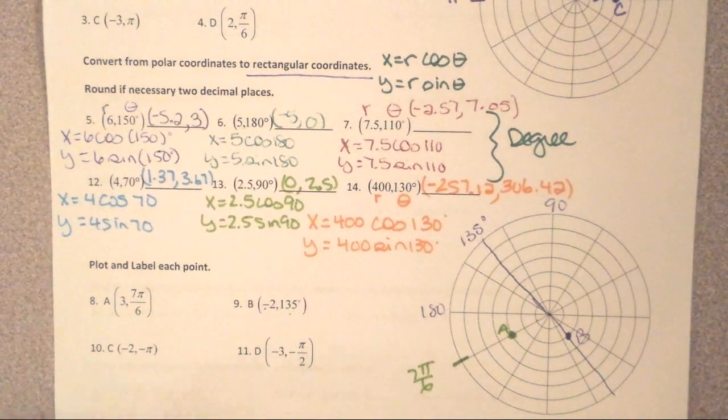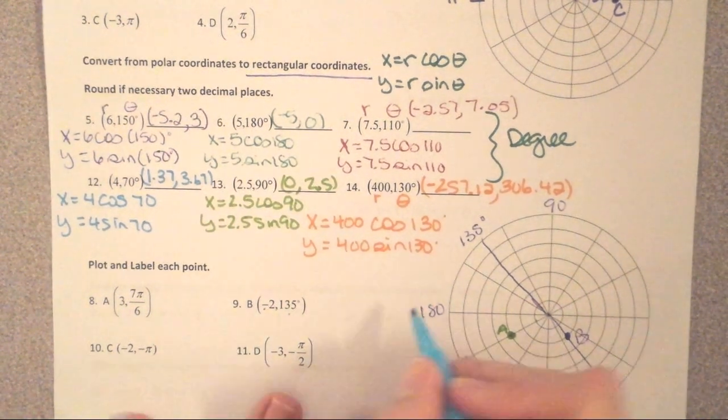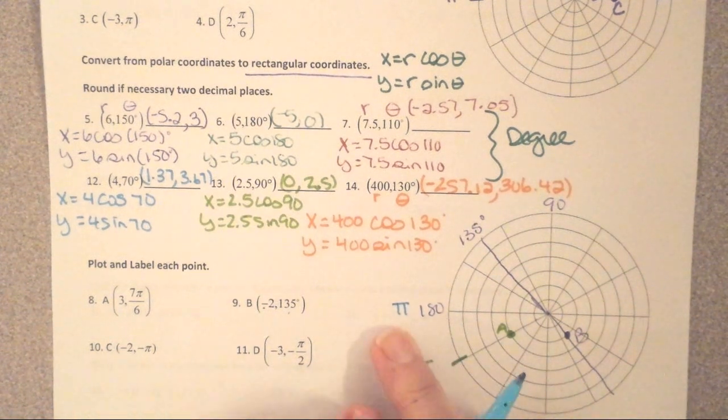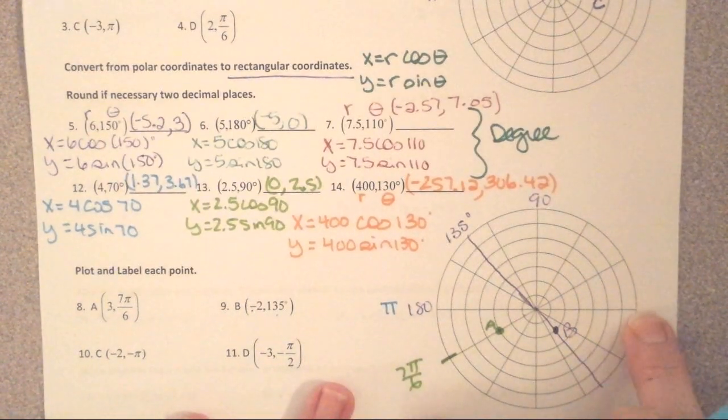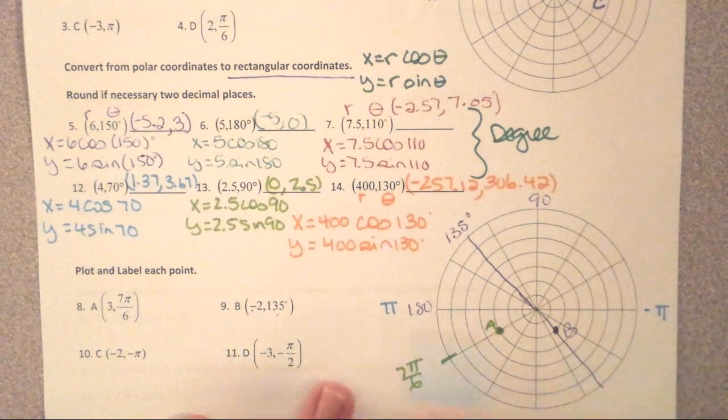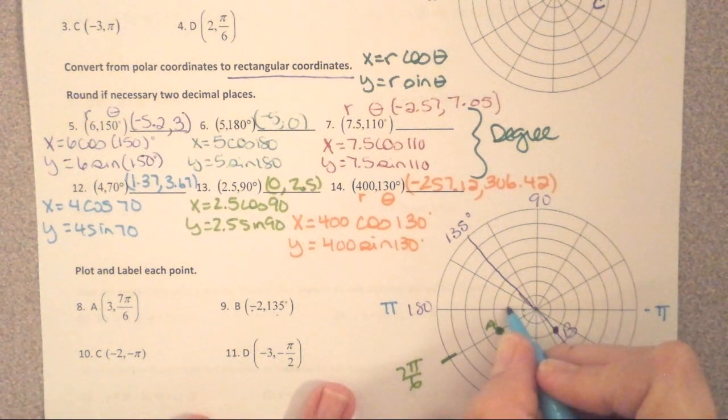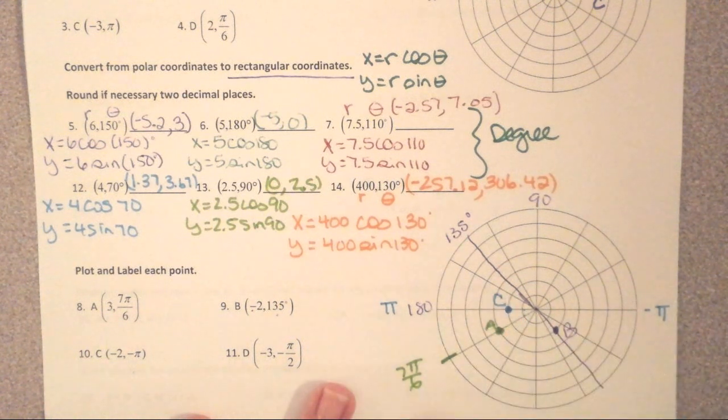Number 10 wants me to first go to negative pi. Well, over here is positive pi, so negative pi would be on this side. Here's negative pi. And they want me to go 2 away from negative pi. So 1, 2. And I label that C.